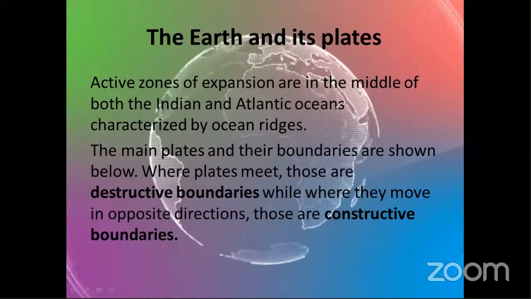Then the main plates and their boundaries are shown below. Where plates meet, those are destructive boundaries, and where they move in opposite directions, those are constructive boundaries. So we are going to look at that map that is showing the active zones and those zones that are stable.